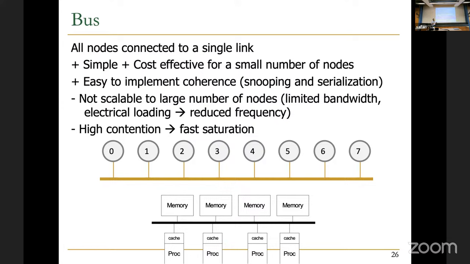But very simply, saturation is a point at which your network cannot tolerate more throughput. So you inject packets or messages at a certain rate, but your network does not deliver those messages at that rate. It actually delivers them at a much lower rate. So you are observing this saturation point. But basically, a bus does not have diversity, so it has a lot of contention. So it's going to saturate soon.